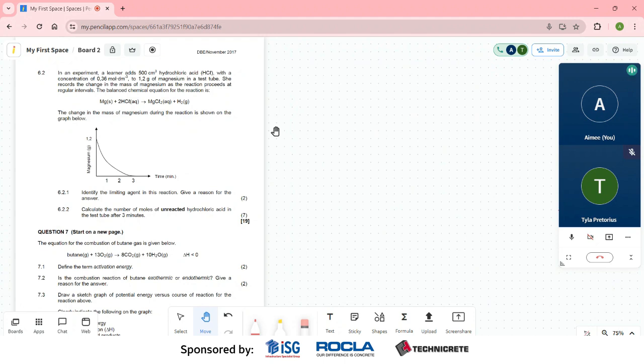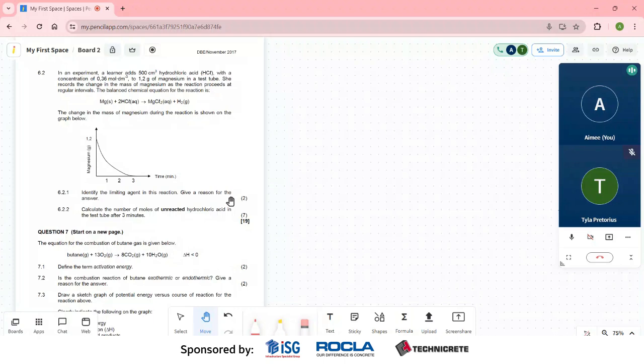So it says, the change in the mass of magnesium during the reaction is shown on the graph below. So you can see we start with a large mass and then we end with no mass. It ends with 0. Okay? So 6.2.1, identify the limiting reagent in this reaction. Give a reason for your answer.